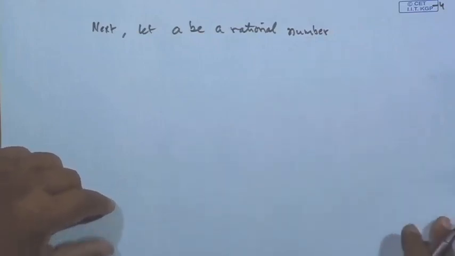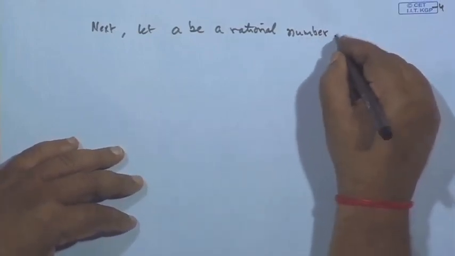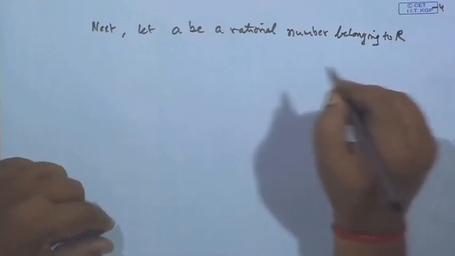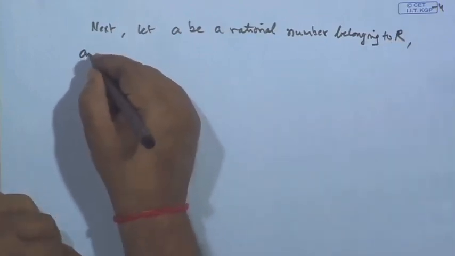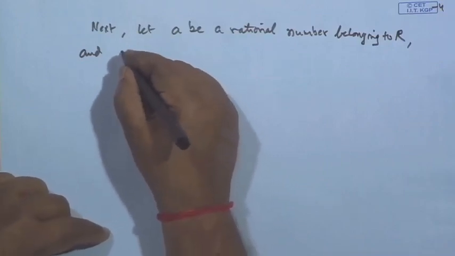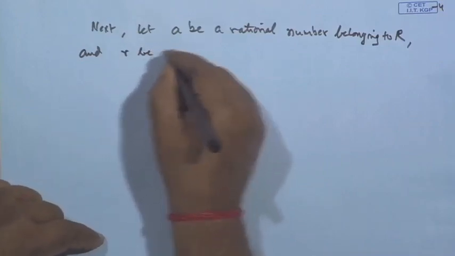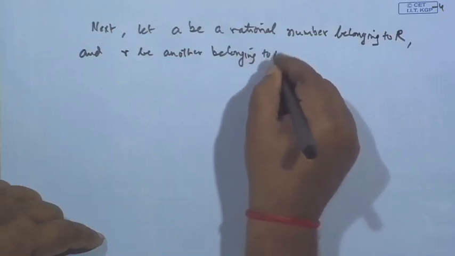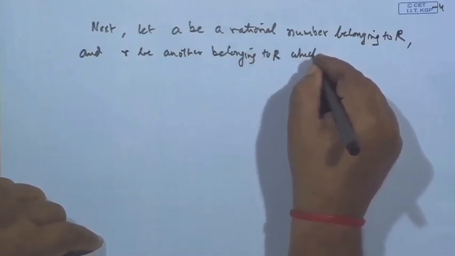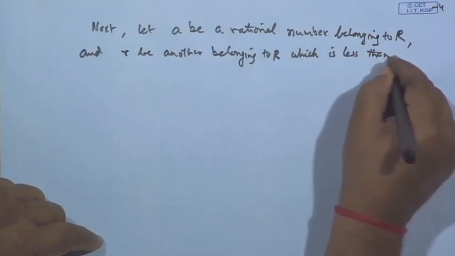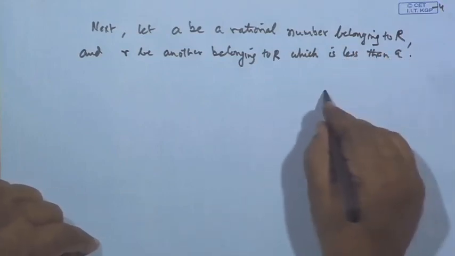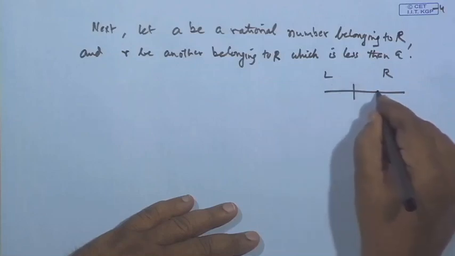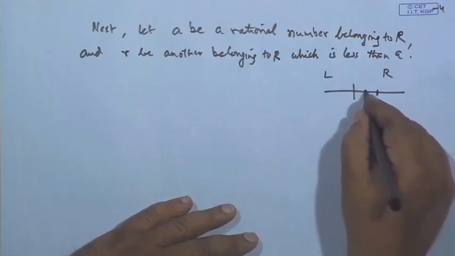Let A be a rational number belonging to R, the upper class, and let R be another number belonging to R which is less than A. So this is the point. Here we are taking R. This is A. Here we are taking a point A. And this is our R.